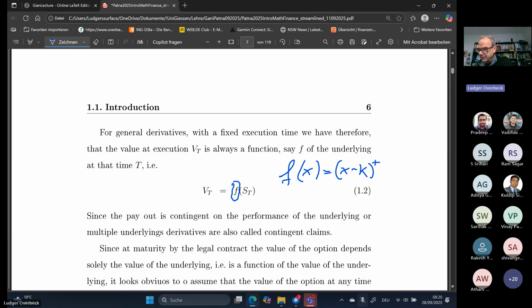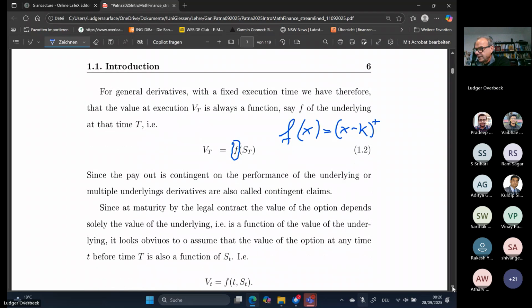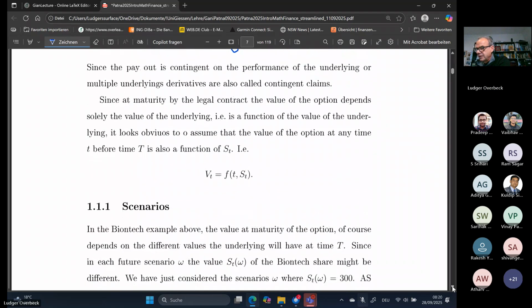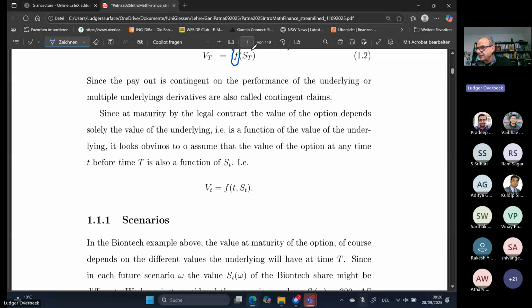That's why, because it depends on the underlying, these are also called contingent claims. More generally, of course, it depends also on other things. So this function f, which is the final payout, you get from the contract. But what we want to figure out is, at each time, especially at time t, let's say 0 today, the price of the option.